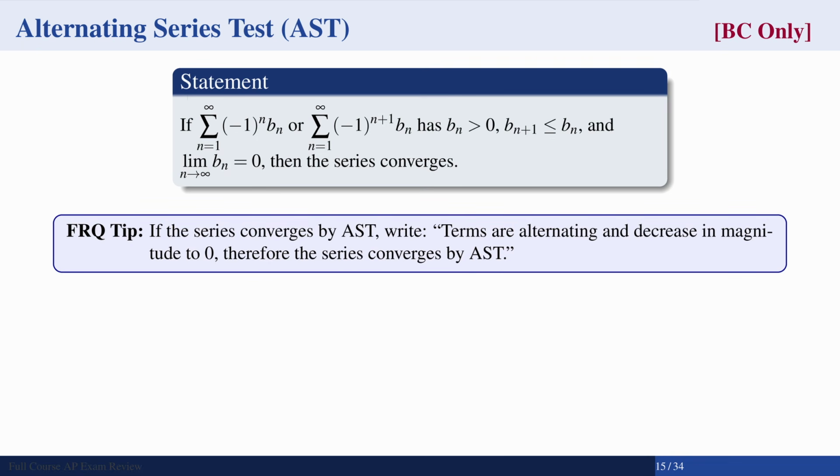Now on the solutions that they release from previous FRQs, it always just says the terms are alternating and decrease in magnitude to 0, therefore the series converges by AST. So that's what we're going to say.